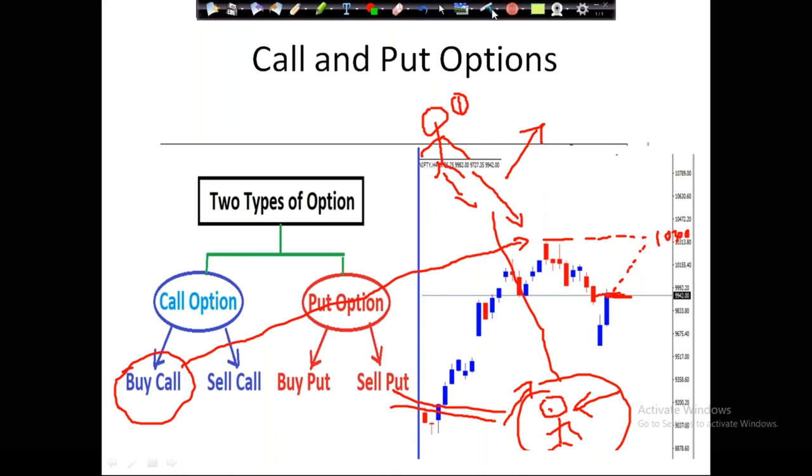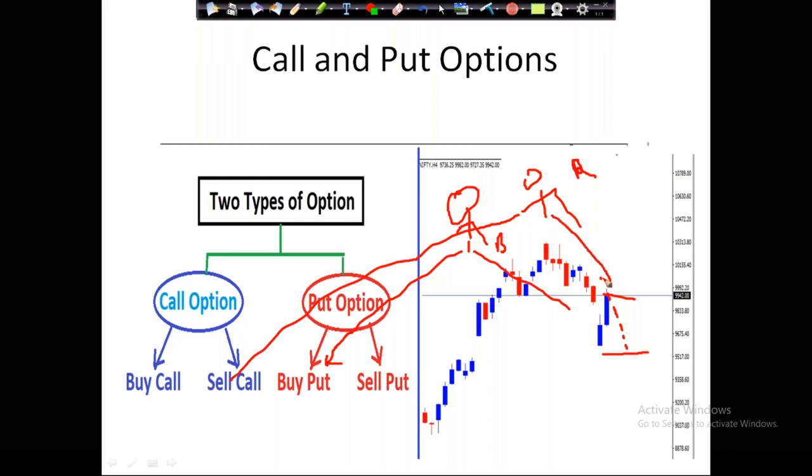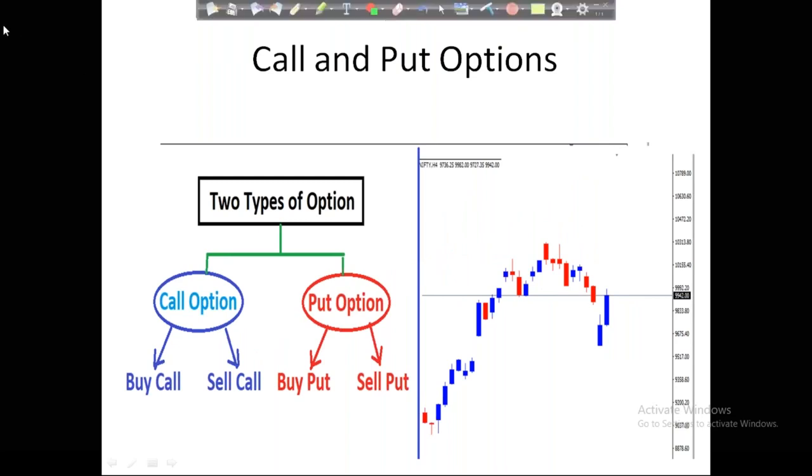And here you can see both two guys are the same. One is writer and this is the buyer. In this case, both are thinking that price will drop to this level. Now what will they do? This guy will buy the put and this guy will sell the put. Both are thinking that price will drop in this area. Both have same views. Is it clear? Call option.